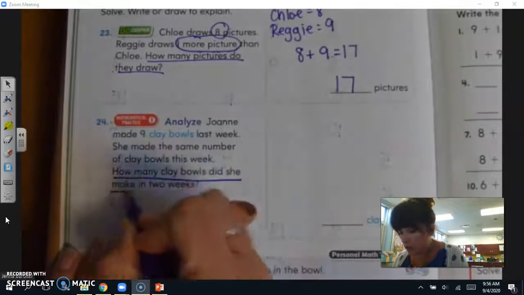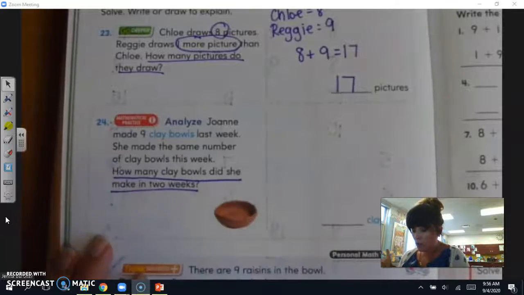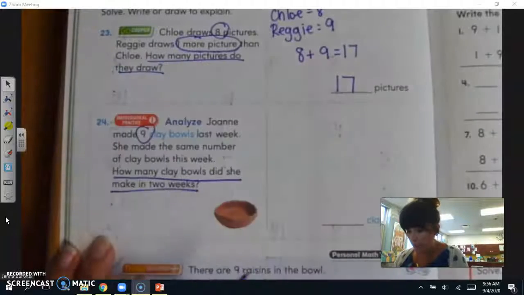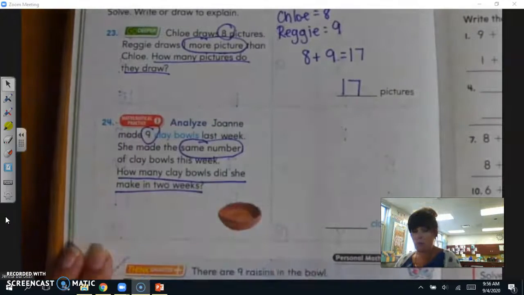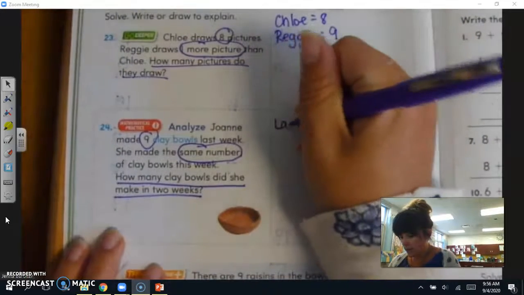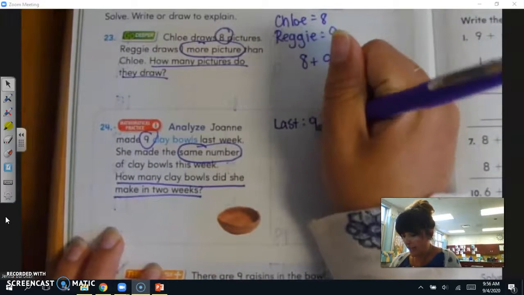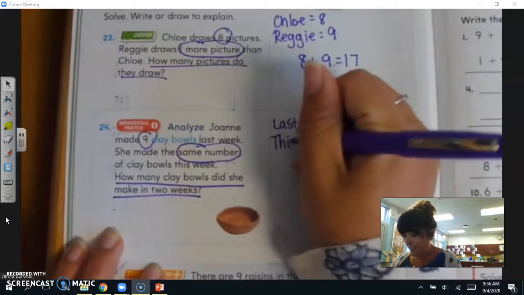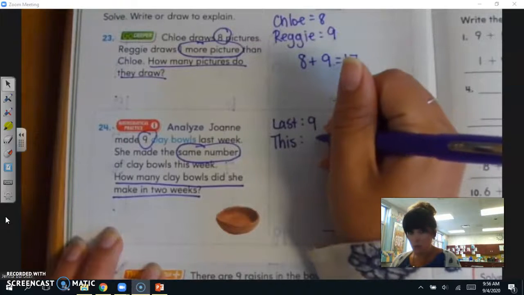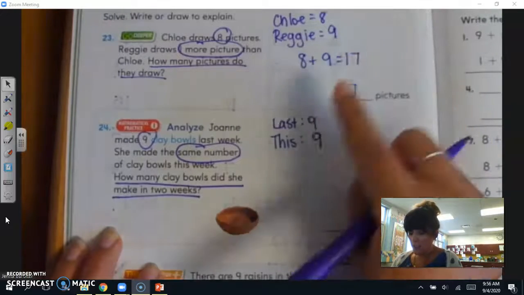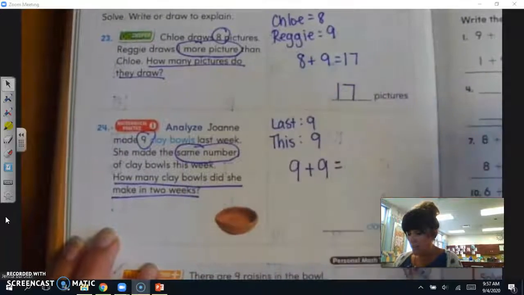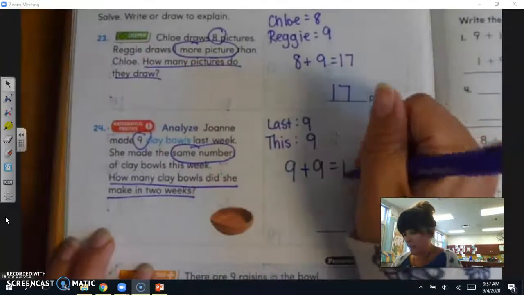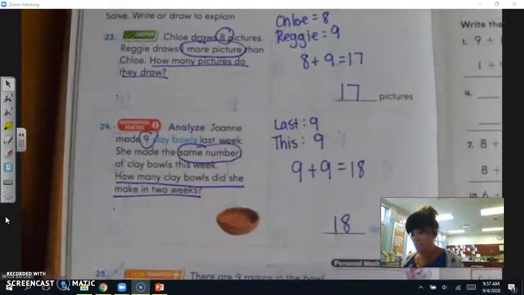So they want to know how many bowls she made in those 2 weeks. Okay, so she made 9 bowls last week, and she made the same number of clay bowls this week. So, last week, she made 9. This week, she also made the same number, so she also made 9. So to figure out how many clay bowls she made both weeks, we have to add 9 plus 9, and 9 plus 9, that's a double, it equals 18. So 18 clay bowls.